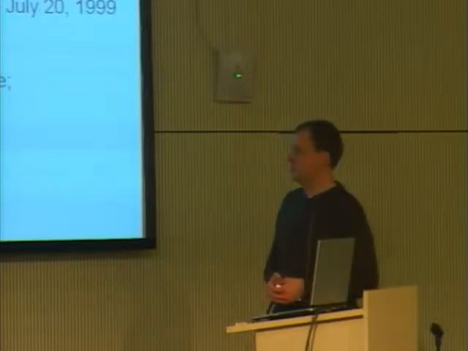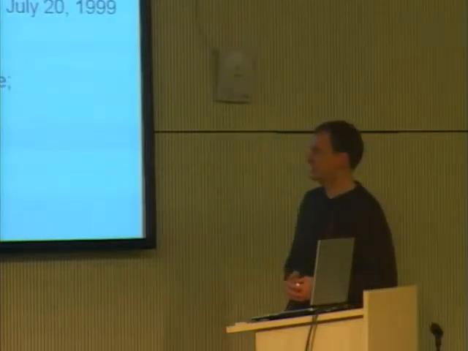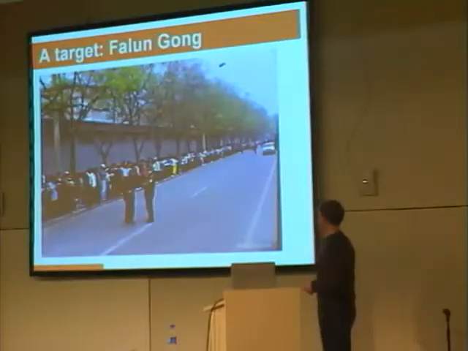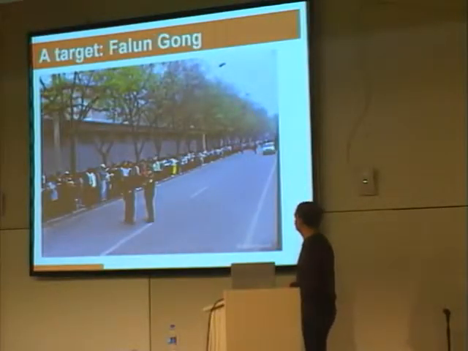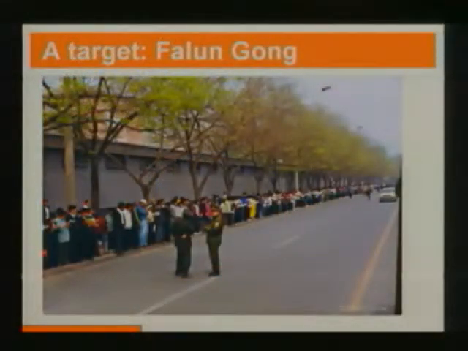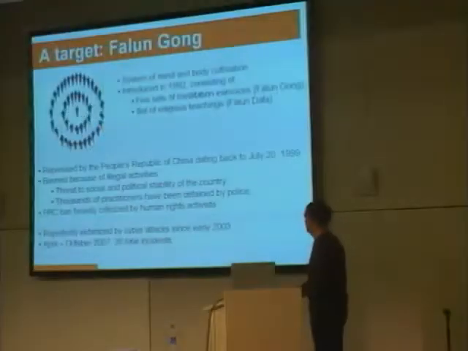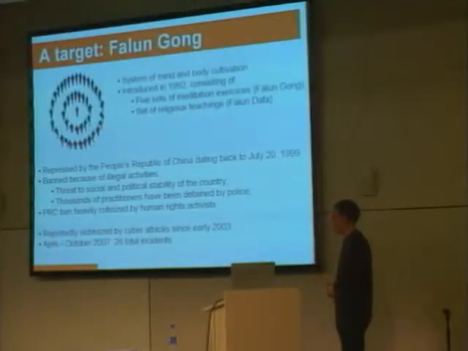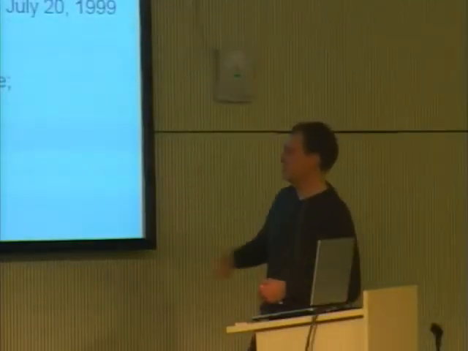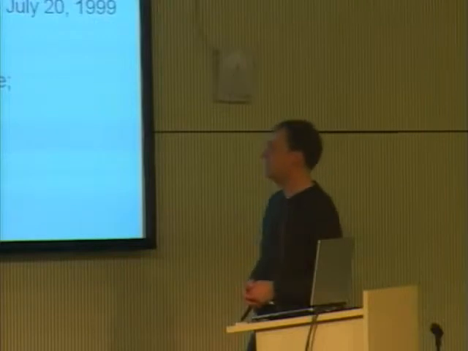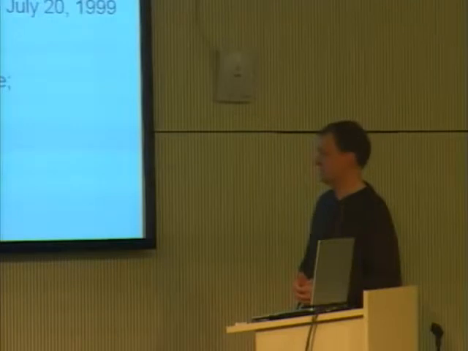So at that point in time, there was some mild protest from the Falun Gong community, after which a couple of people were arrested. And then shortly after that, this happened. The Falun Gong actually managed to get many, many thousands of people to protest in front of the Chinese government headquarters in 1999. And this actually caused the Falun Gong to be banned by the People's Republic of China. The reasons that they named were because it was supposedly a threat to the social and political stability of the country, and afterwards they really detained thousands of individual practitioners.